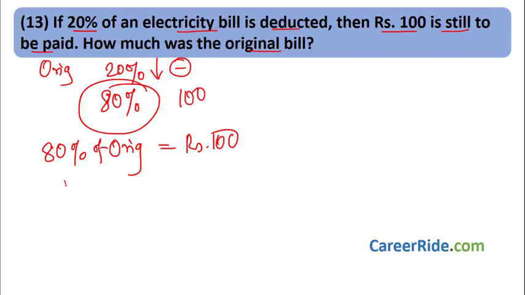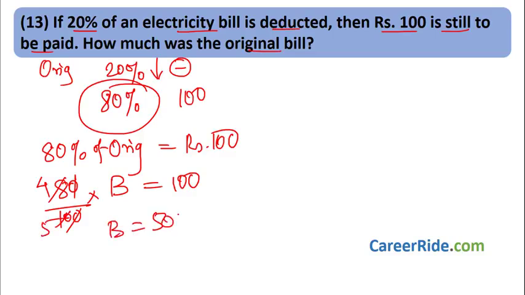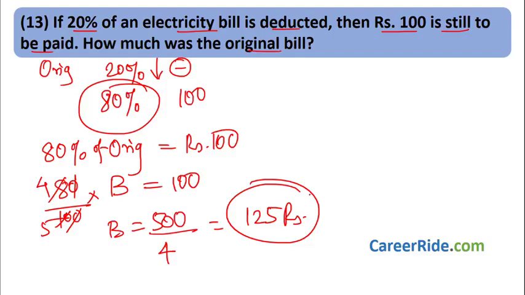80% of the original bill, let it be B, is nothing but 100. What do we get over here? 2 4s are 2 5s are. B is equal to 500 upon 4. What will you get over here? 125 rupees. So the original bill is 125 rupees. See how easy it was. Moving to question number 14.